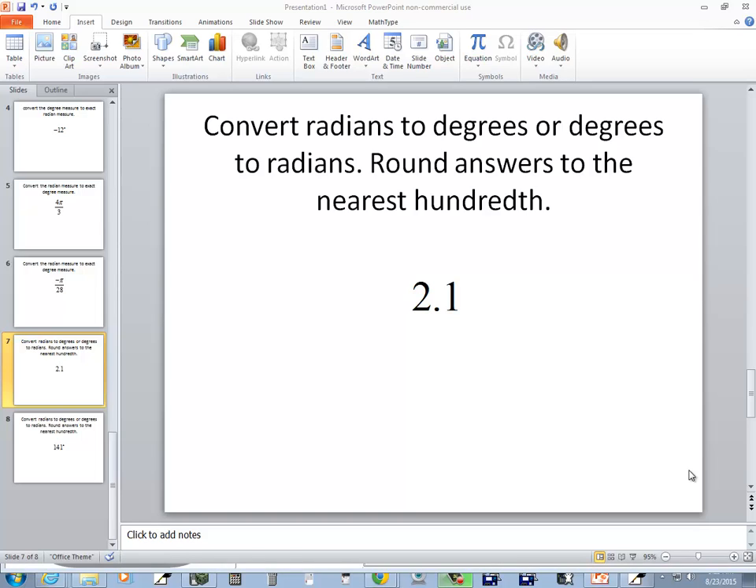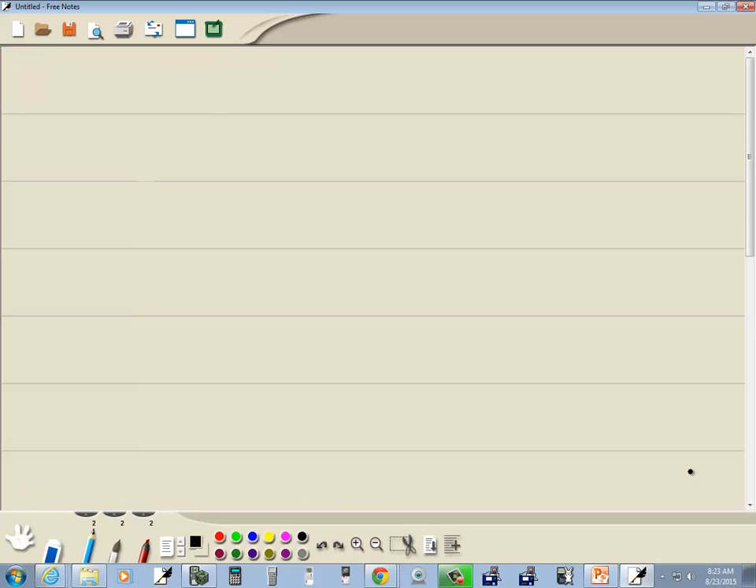In this problem, we want to convert radians to degrees or degrees to radians and round the answer to the nearest hundredth. Now this is 2.1, and I know it's radians because there's no degree mark. So I'm going to put just an RAD there just to really reinforce this. Now we're going to use dimensional analysis.